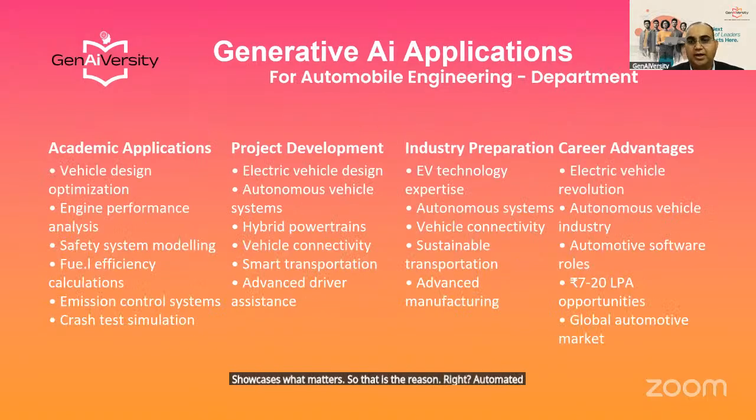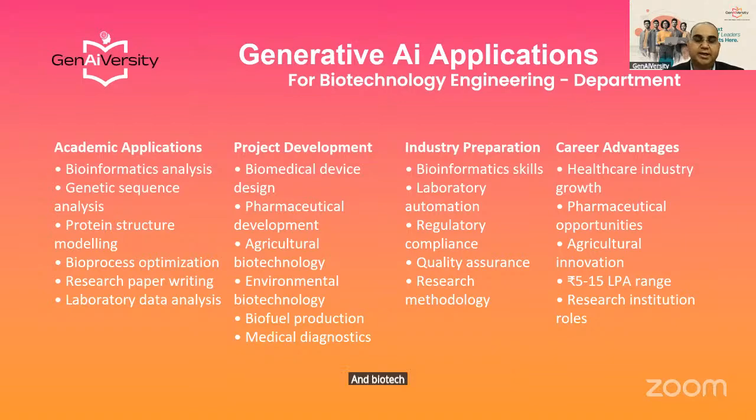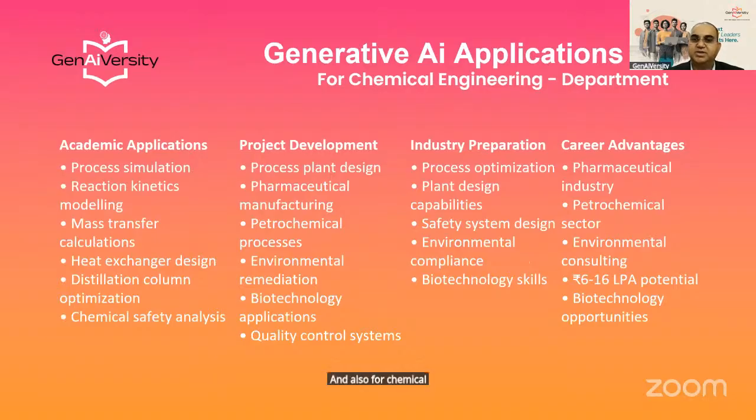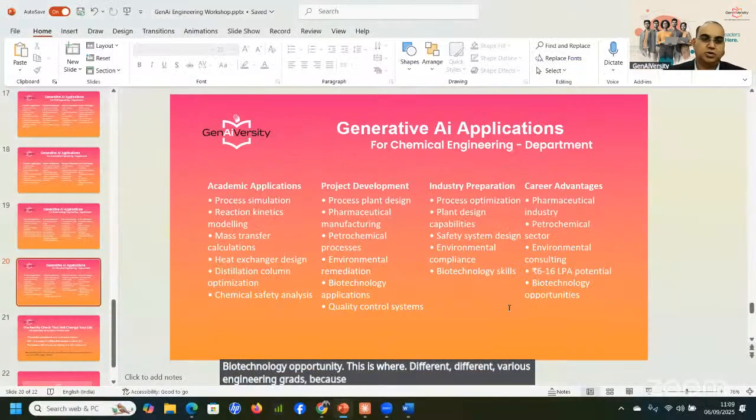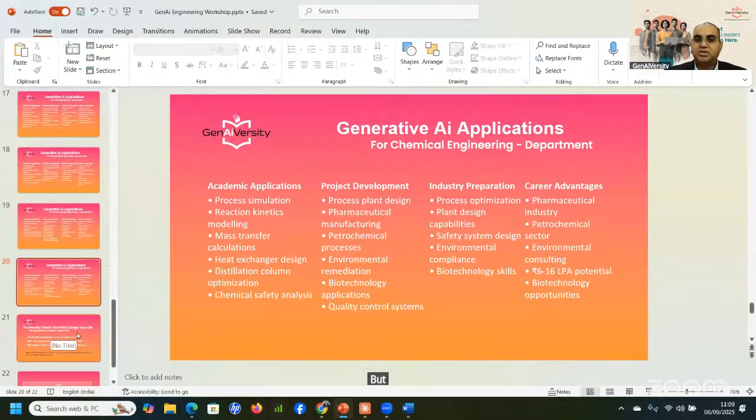So that is the reason, right? Automotive engineering, EV, autonomous vehicles, this is the core sector. EV, autonomous, and biotechnology also. The healthcare industry is growing very rapidly for biotech engineers, with pharma opportunities, agriculture innovations, and research institution roles, and also for chemical engineering, pharmacy, and petrochemical, environment consulting, and biotechnology opportunities. This is where different engineering grads, because we thought these are all engineering grads, so for all of you, you are not short of anything. You got everything. Generative AI makes you more powerful.